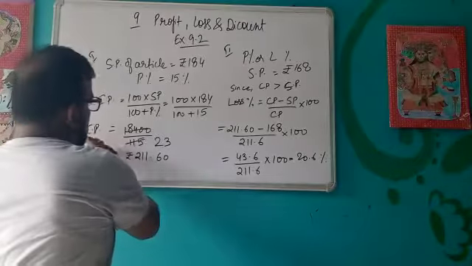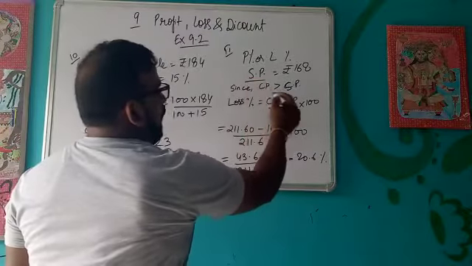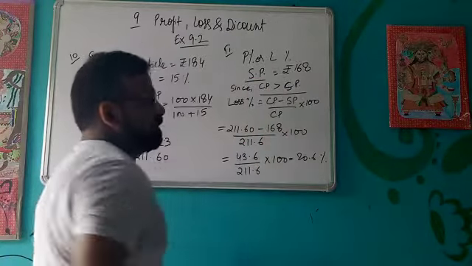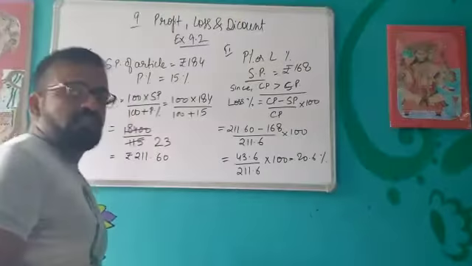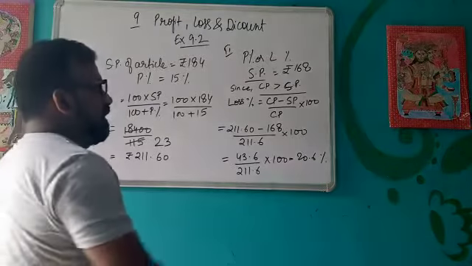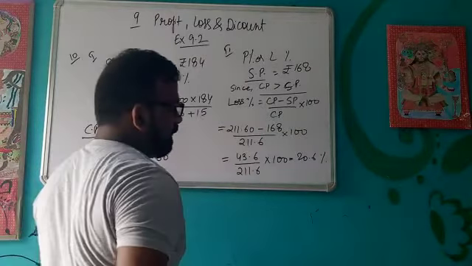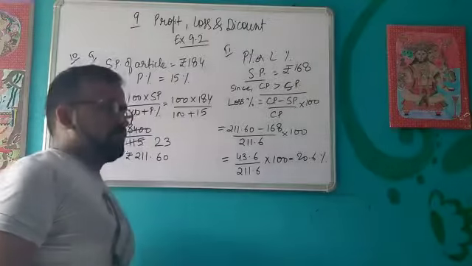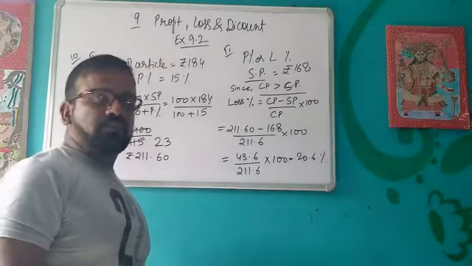So first we calculated the cost price, and then we compared this cost price with the given selling price. Since CP was greater than SP, a loss is there. Then we used the formula for loss percent and calculated the loss percent. Likewise, we calculated in the previous questions.